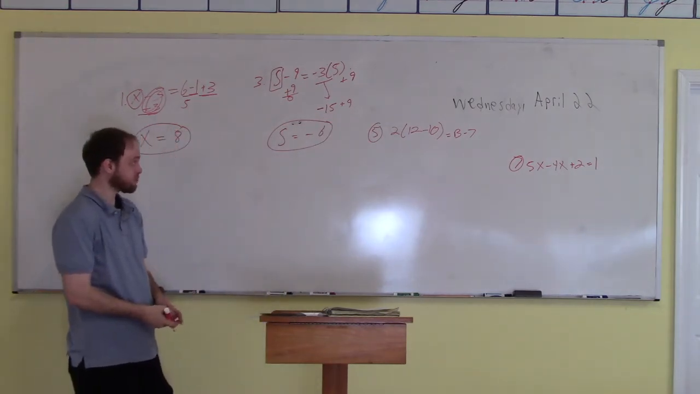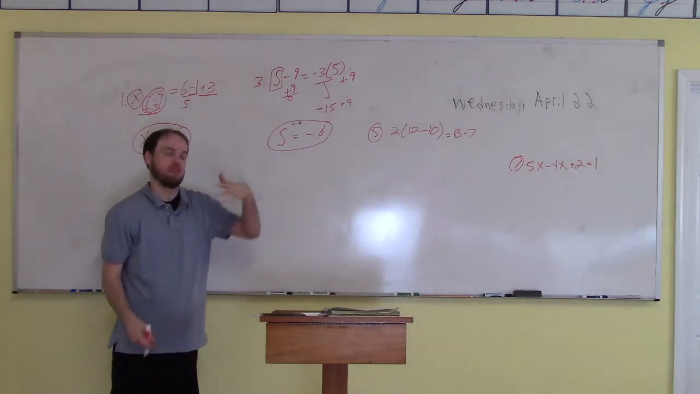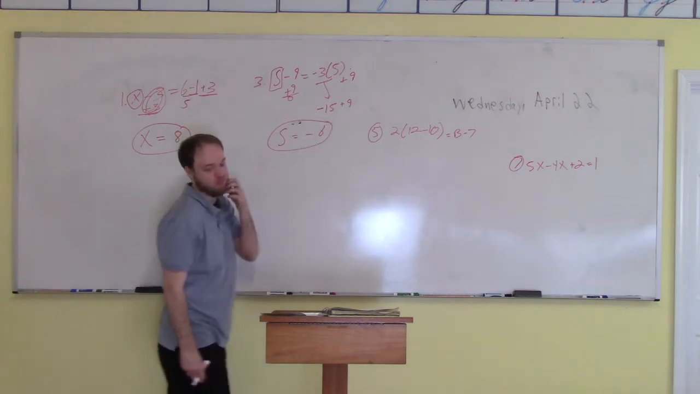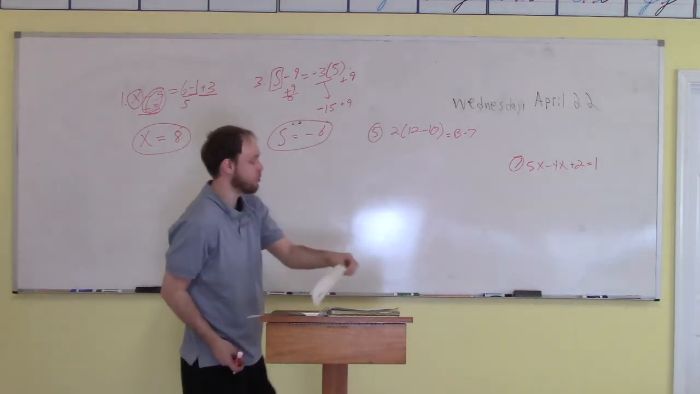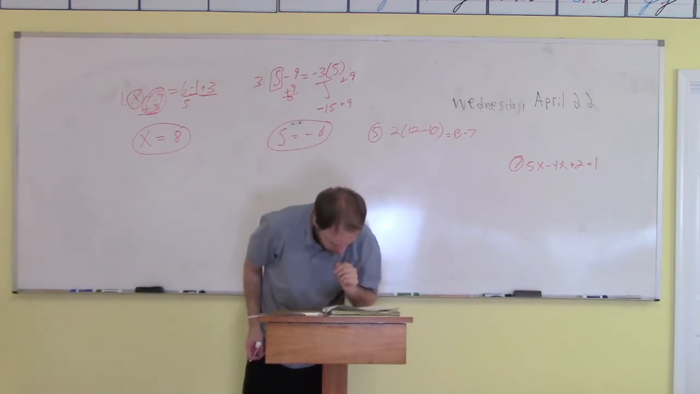So again, just whatever you do to the left, you do to the right, then just make sure we're following order of operations. So I have to do the multiplication first, then I can do the addition. So that will take us through 3. If you look at number 5, I will also do it.